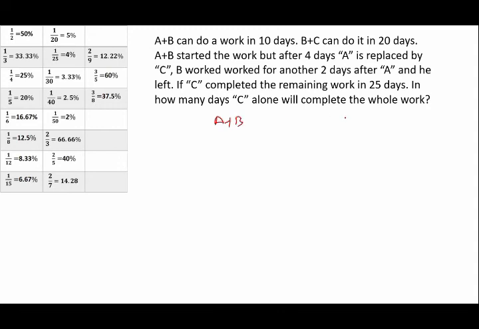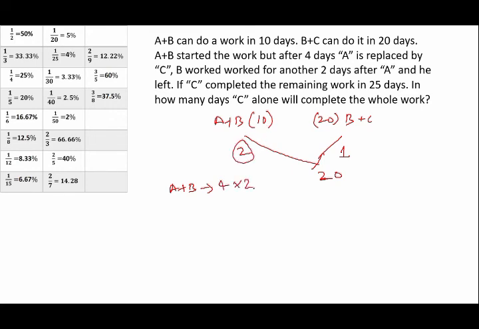A plus B plus C, 10, 20, LCM 20, their efficiency 2 and 1. So A and B worked for 4 days and they did 2 units of work in 1 day. So a total of 8 units of work is done.